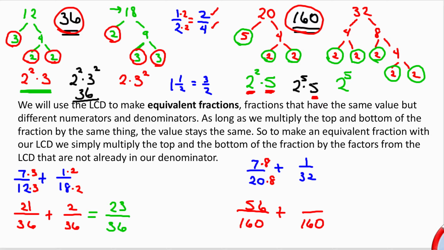Okay, let's compare it with this one. Oh, look, 2 to the 5th, 2 to the 5th. What's missing is the 5 over here. I need to multiply by 5. Once the denominator is the same, it stays the same, and you add the numerators. 56 plus 5 is 61.